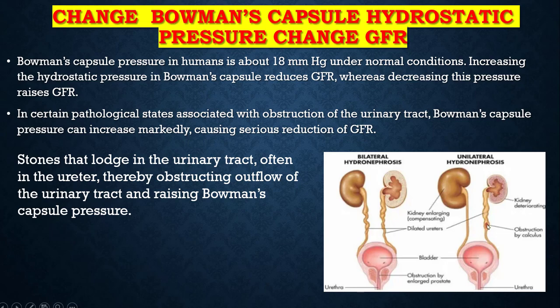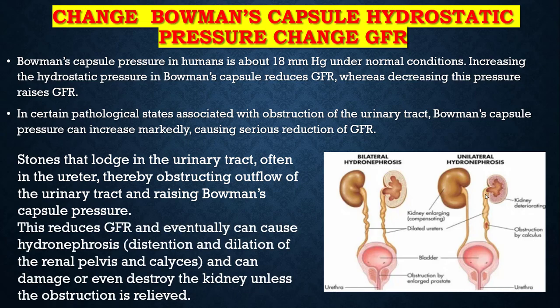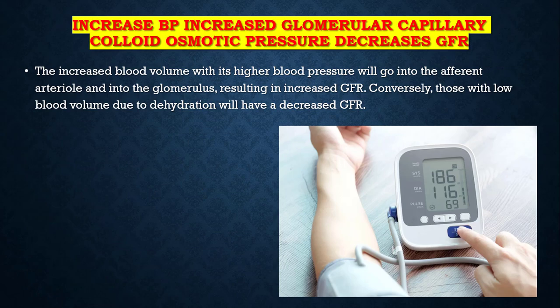If the stone is stuck in the ureter, it causes backward pressure, increasing the pressure in the Bowman capsule and decreasing the filtration rate. This reduces GFR and eventually can cause hydronephrosis. Hydronephrosis means distension and dilation of the renal pelvis and calyces, and can damage or even destroy the kidney unless the obstruction is released. This is the normal kidney, and here you can see the damage to the renal structure that has occurred. Increased glomerular capillary colloidal osmotic pressure decreases GFR.